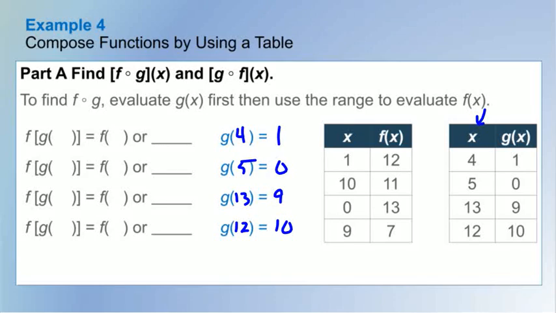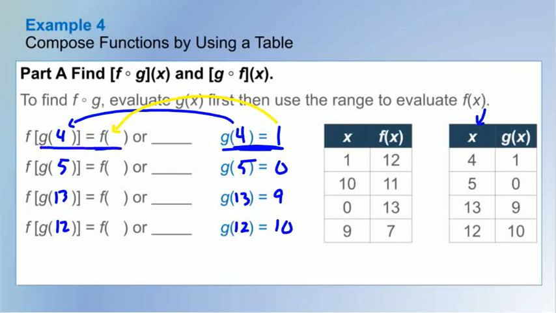Now over here, g of x is going to go here. And then whatever our answer was is going to go into this parentheses. So I'm going to put a 4 here, a 5 here, a 13, and a 12. So that's just saying, I'm just rewriting this, putting this in here. That means I get a 1 here, a 0 here, a 9 here, and a 10 here.